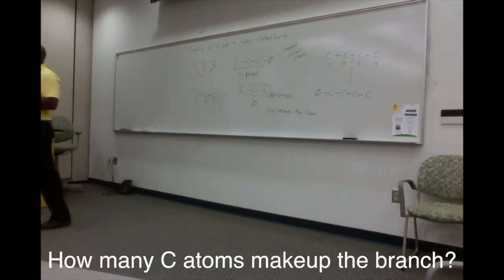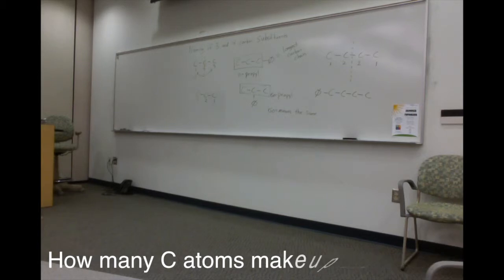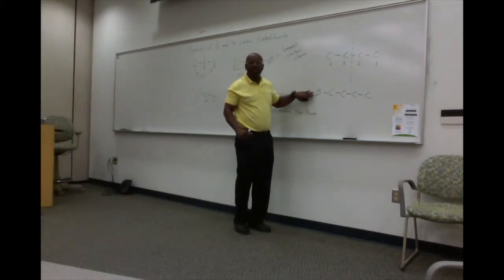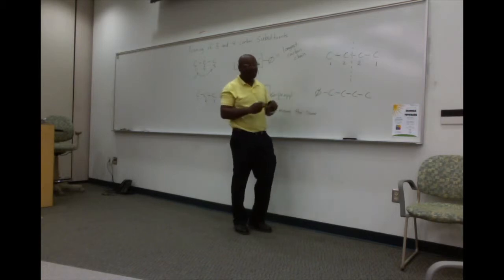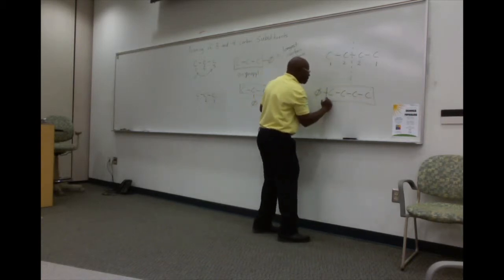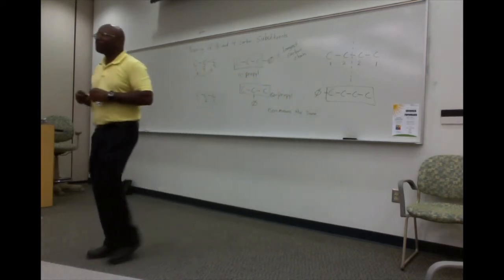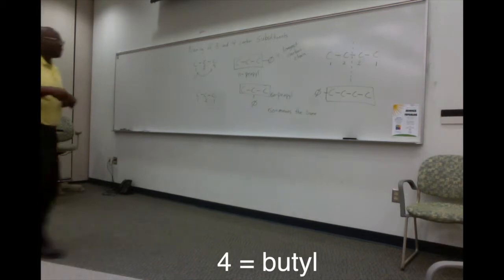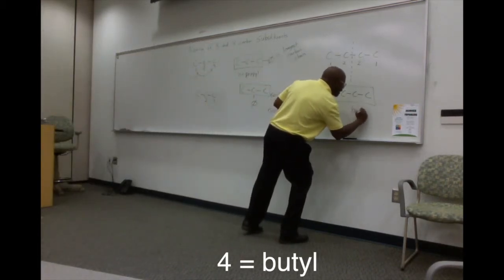First of all, how many carbon atoms do I have in my branch? How many carbon atoms make up this branch? Not the longest carbon chain. How many carbon atoms make the branch? What number are you looking at? My little circle here represents the longest carbon chain, so this will be the branch attached to the longest carbon chain. On this branch, there are four carbon atoms, right? Then what name goes to four? Butyl. So all four carbon atoms will still be butyl.